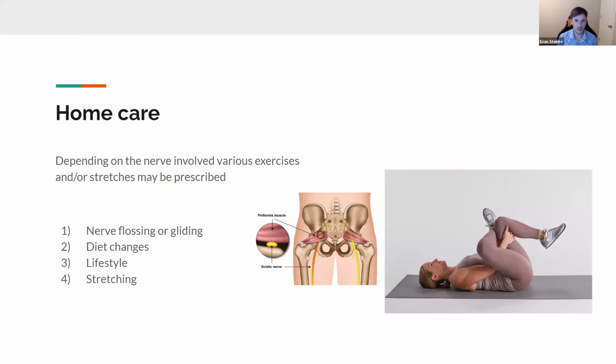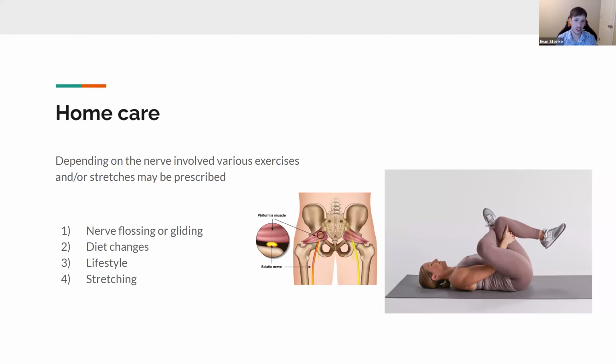So again, things like this condition where the muscle's too tight, it's literally compressing your nerve. We might release it in office with active release technique. But what we would need to do is keep it loose. So at home, I'm going to give you stretches to maintain that.